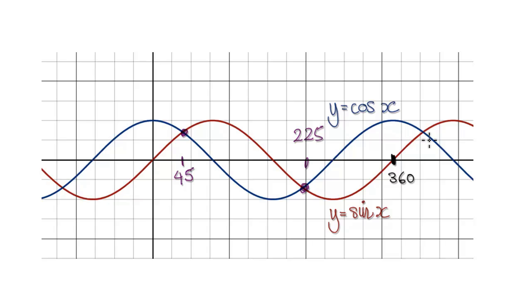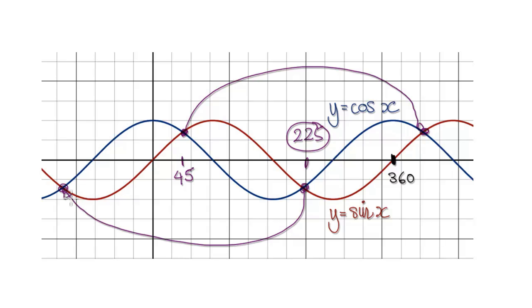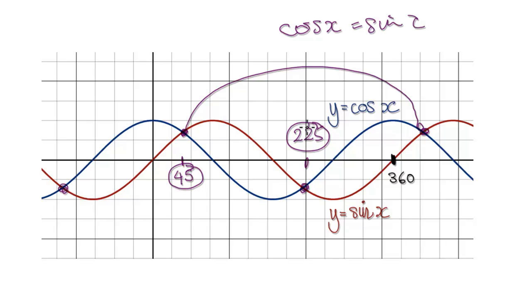And then if you want this point here, start at 45 plus 360, it will take you to here. And then if you want this point here, start at 225 and then take away 360, it will take you to here. Okay, so just know that 45 will satisfy cos x equals sine of x, and 225 will also satisfy this. Okay.